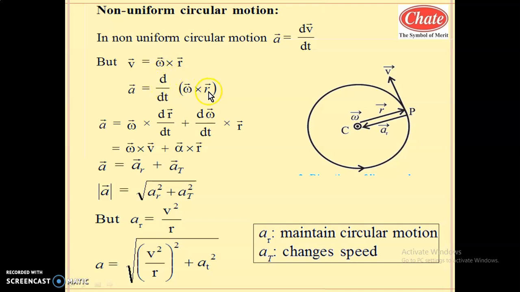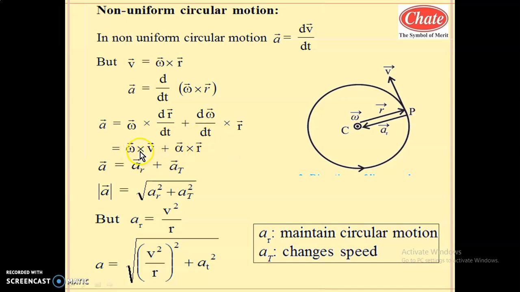So here the UV rule is applied. First term constant, derivative of the second; then second term constant, derivative of the first. So we get acceleration as omega cross v plus d omega by dt, which is alpha, cross r. This I already explained to you in the earlier part.